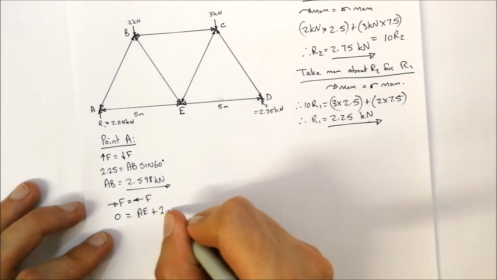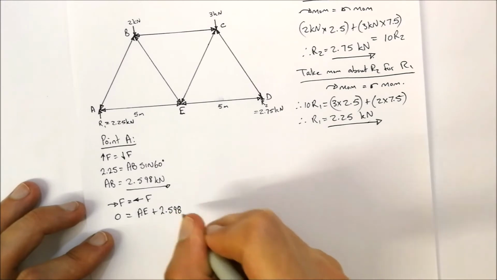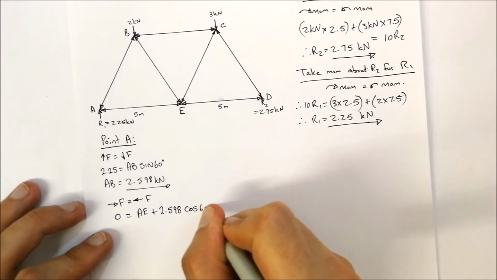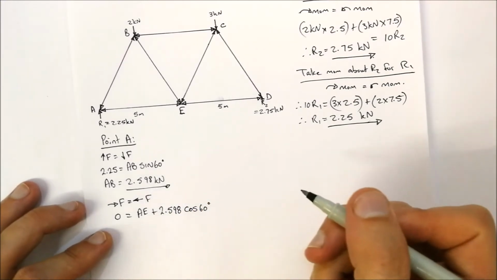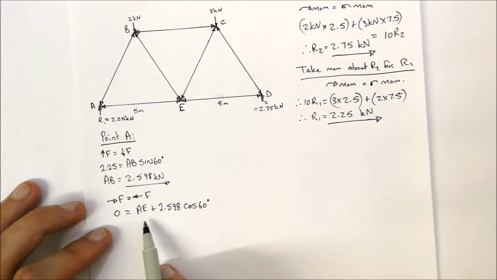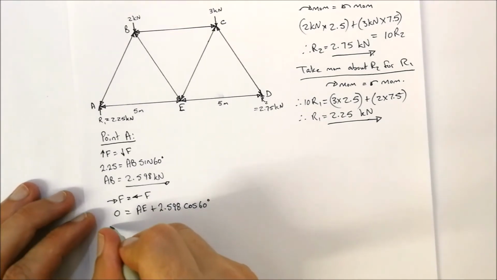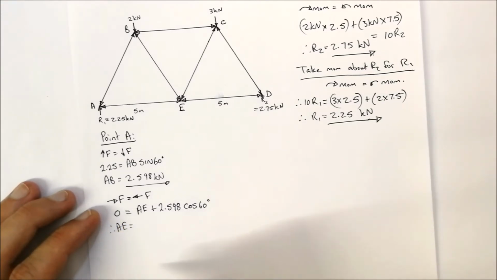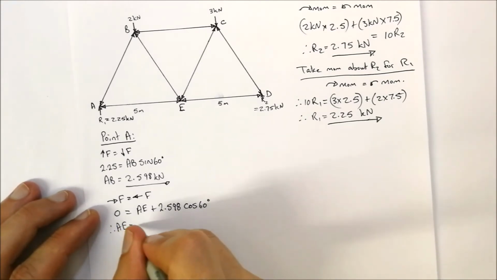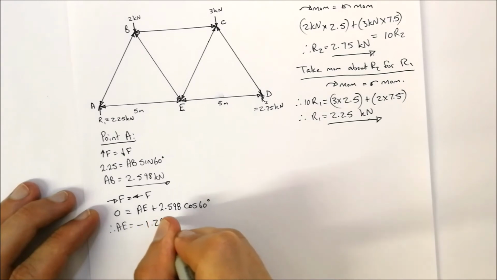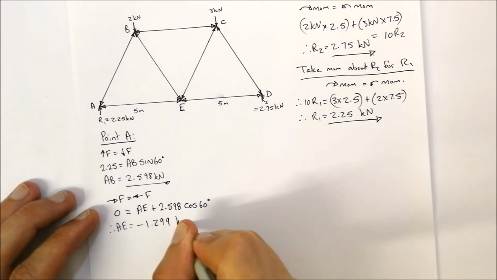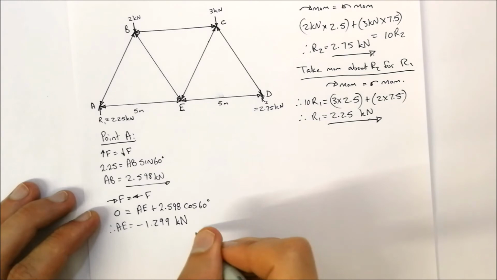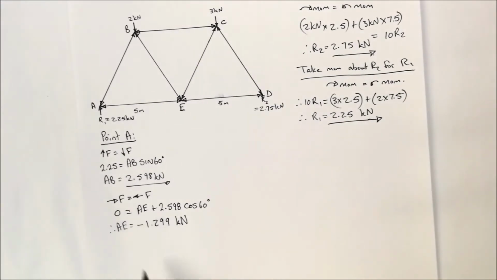So that is 2.598 cos 60 degrees. Now we make AE the subject of the formula. So therefore, AE is equal to minus 1.299 kilonewtons. Now you'll see that we've got a negative sign over there.